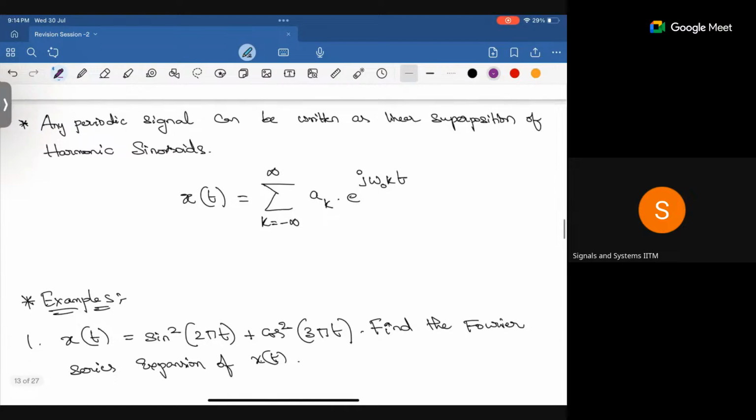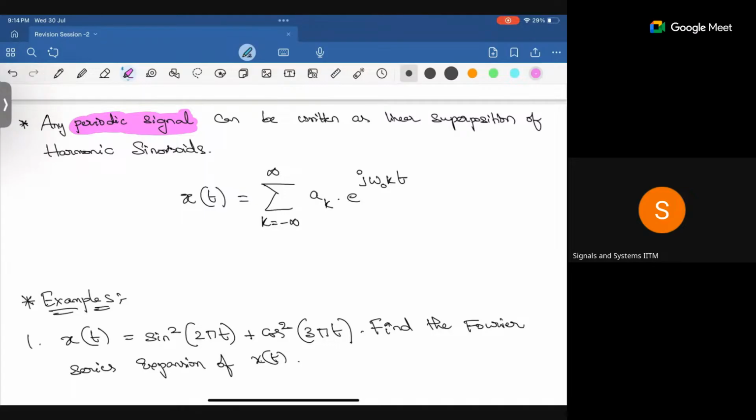Week 7 is Fourier series. Any periodic signal can be written as the linear superposition of harmonic sinusoids. So x of t is equal to the summation, k equals minus infinity to plus infinity, of a_k into e power j omega naught k t.